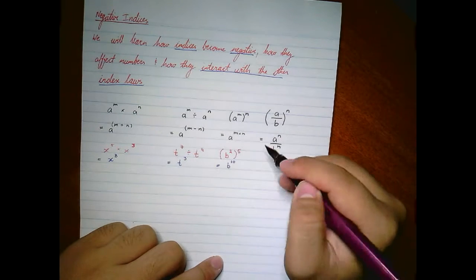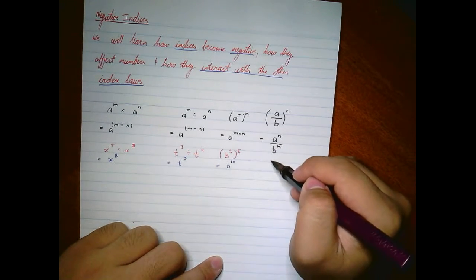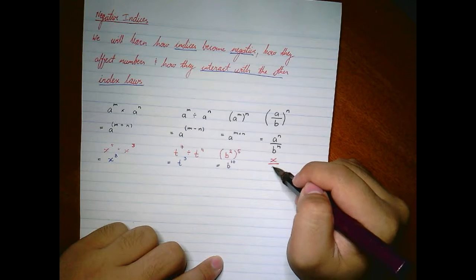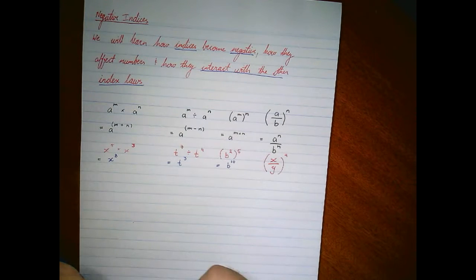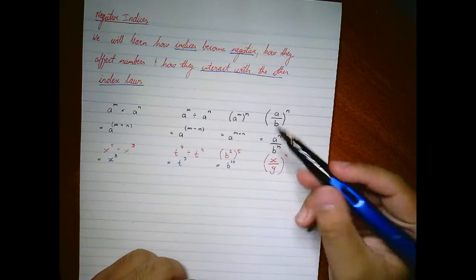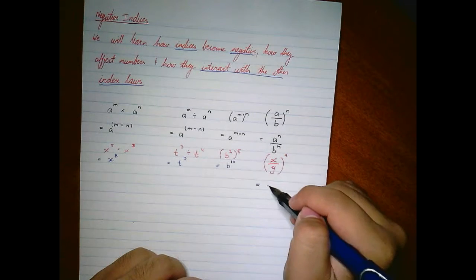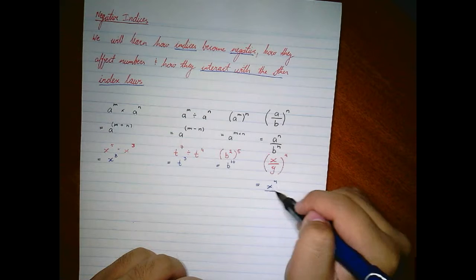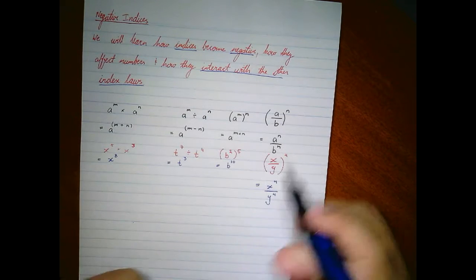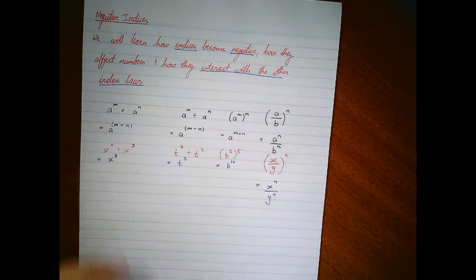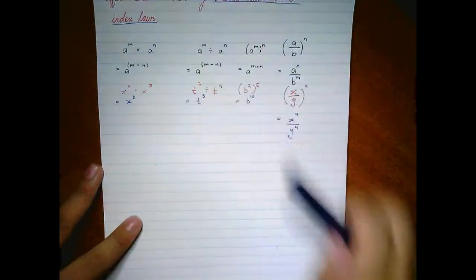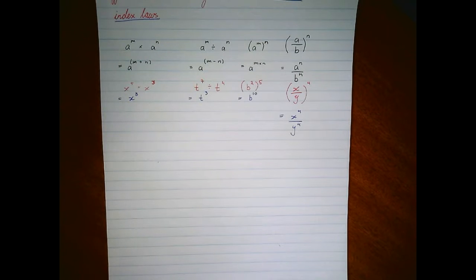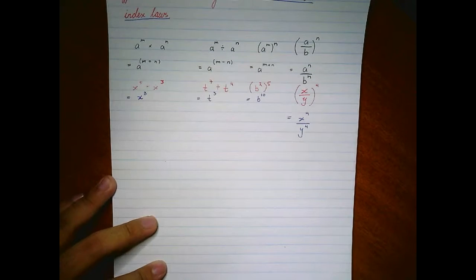And finally, just as an example, we'll make it x over y to the power of 4. That will become x to the power of 4 over y to the power of 4. So now we're going to do the exact same things here, except we're going to see what happens if we apply negative indices to them.